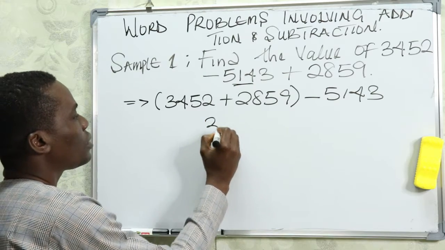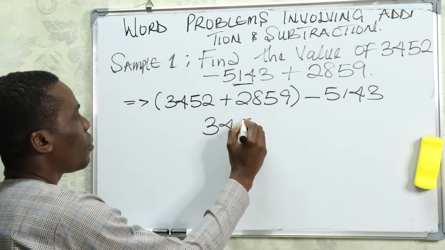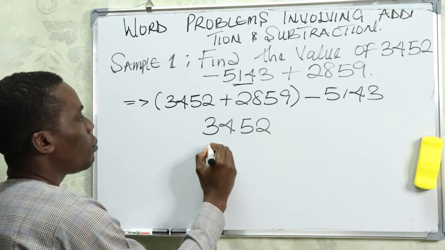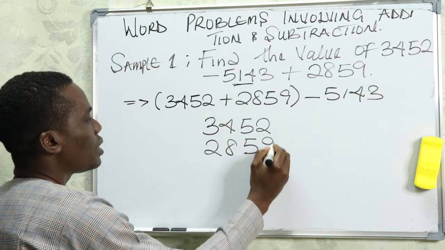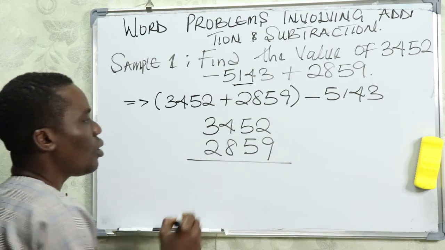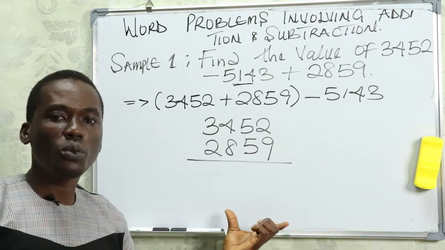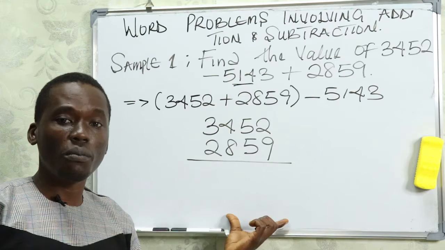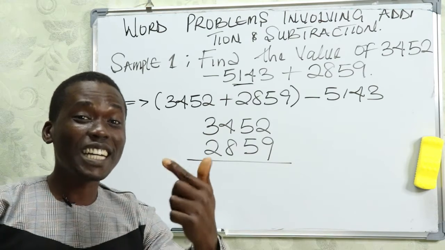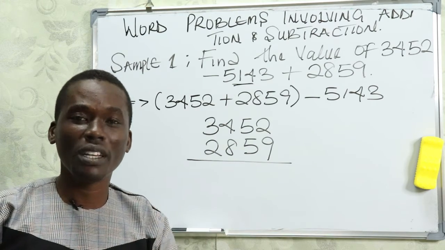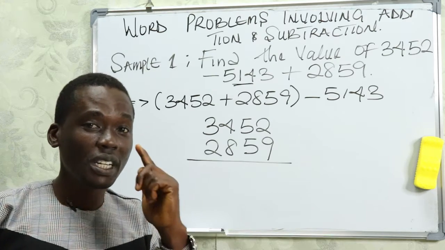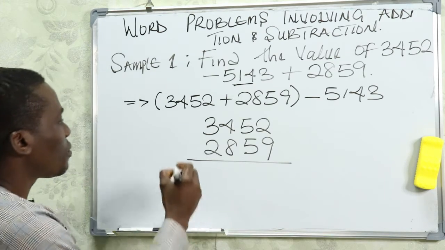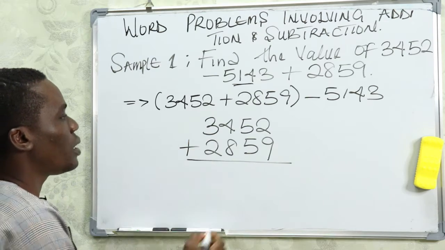We have 3452 plus 2859. If you have been following our video lessons, we're going to use the digit form method. Remember, I told you that method is the best and the simplest. So whenever your teacher gives you any question on addition and subtraction, try to go with the digit form method. Now let's add these two numbers.